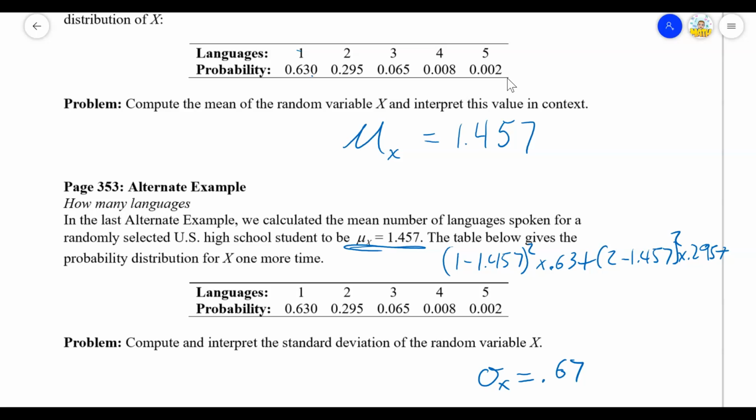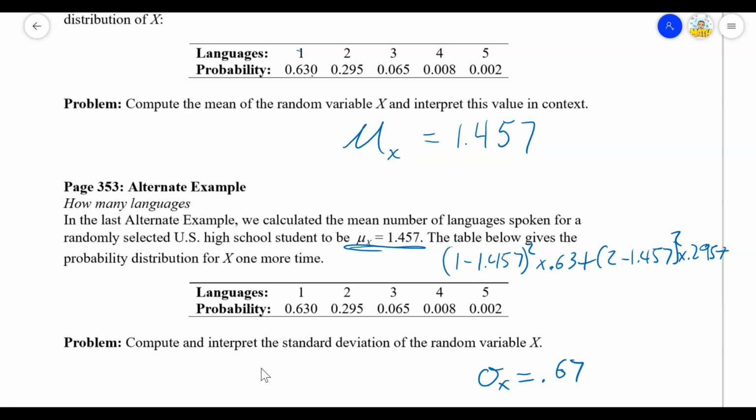Okay? So this is a discrete random variable. It can only take on a value of 1 or 2 or 3 or 4 or 5, but its expected value or its average value can certainly be a decimal. And the standard deviation means that on average, the average number of languages a high school student speaks differs from 1.457 by about 0.67. Okay, that's what that means in context.